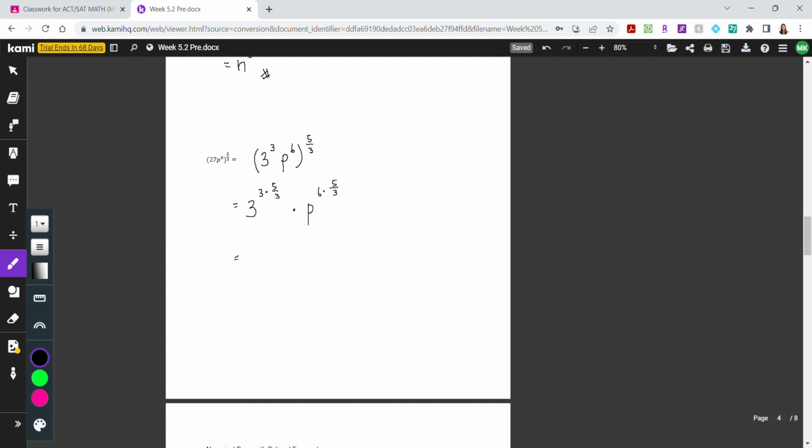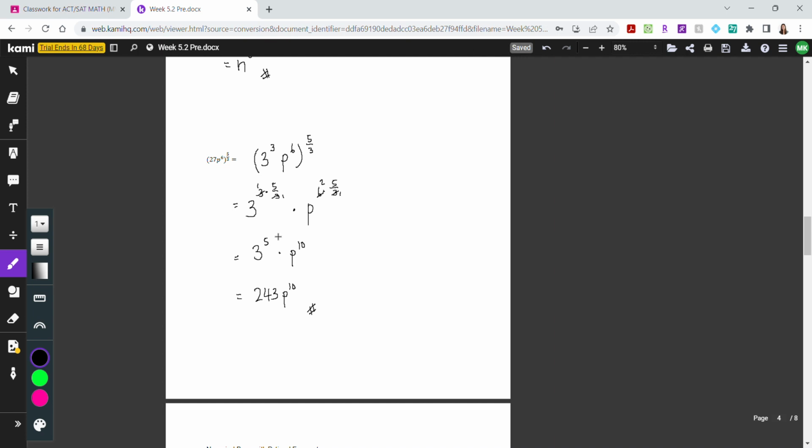Now according to the power rule, we can simplify it. We will multiply the exponents. This will give us 3 to the power of 5 and p to the power of 10. I can actually find the value for 3 to the power of 5, which would give me 243 times p to the power of 10. So my final answer will be 243 p to the power of 10.